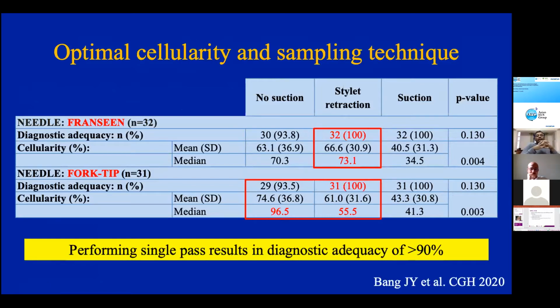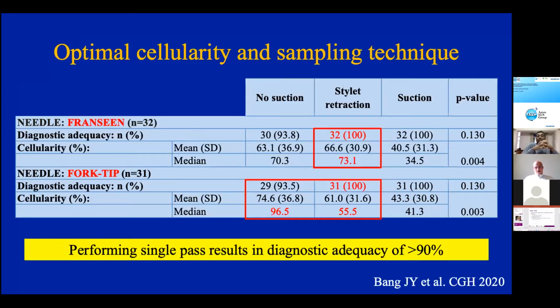So in this study, we randomized patients to the 4 different needles. And what we found is this. When you use the Franseen needle, you got a diagnostic adequacy of 100% with a cellularity of 66%, which means in the whole slide, 66% of the slide is composed of core tissue. And the median was about 73%, which is very, very high for the stylet retraction technique for the Franseen needle, which is called Acquire.